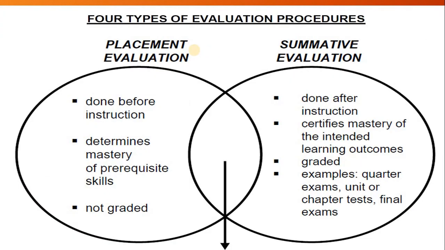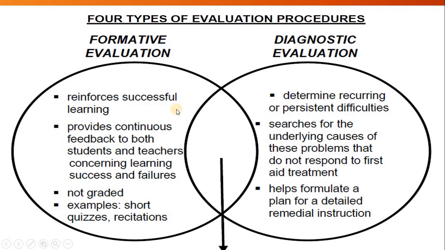Now, there are 4 types of evaluation procedures. We have the first 2. Placement evaluation. This is done before the instruction, determines mastery of prerequisite skills and not graded. For summative evaluation, we have here examples like quarter exams, unit or chapter tests, and final exam. We have the third and the fourth. Formative evaluation, reinforce successful learning, not graded. Examples are very short quiz, like 5 points short quiz, formative evaluation. But still, sometimes these are recorded just to make sure that there's a reference of measurement for individual learners.